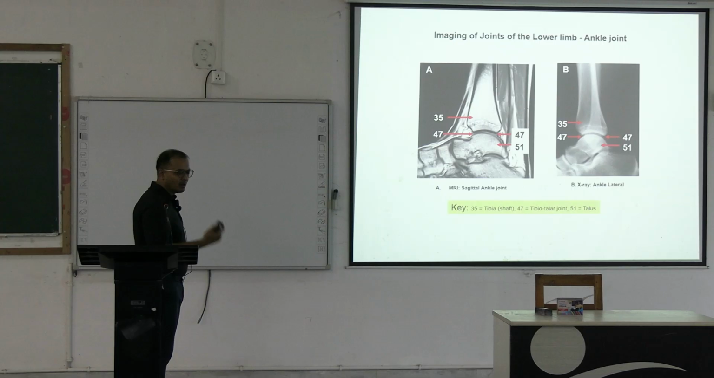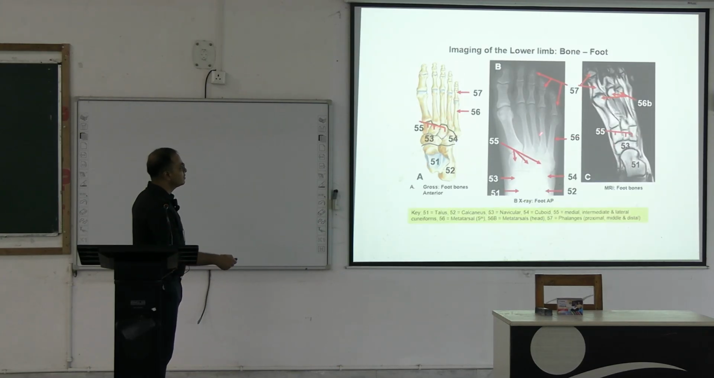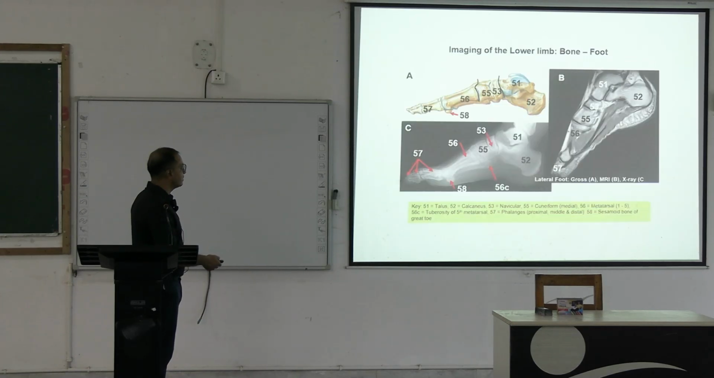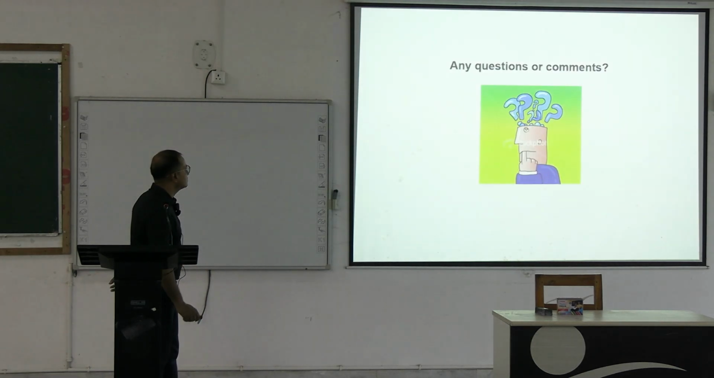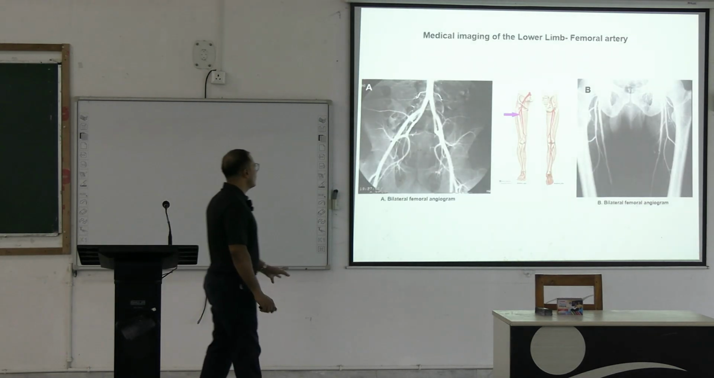For the ankle joint, we again ask you to identify the bones present in it, like talus, calcaneum, lower end of the tibia, fibula, etc. They are pretty simple, easy questions we usually ask. Similar to this, for foot X-rays, we ask you to identify the different bones present, like calcaneum, talus, navicular, etc. You should be able to identify them in diagram pictures like this. These are the things that you have to keep in mind.